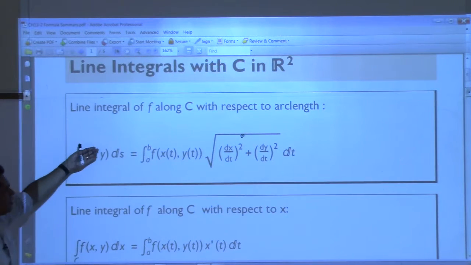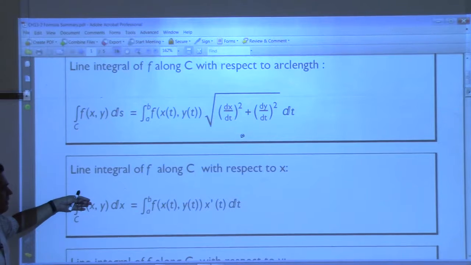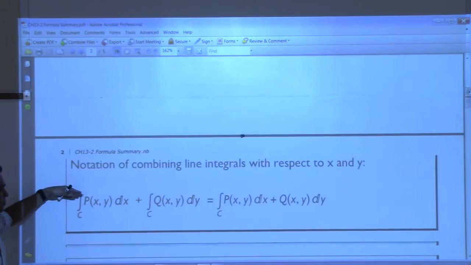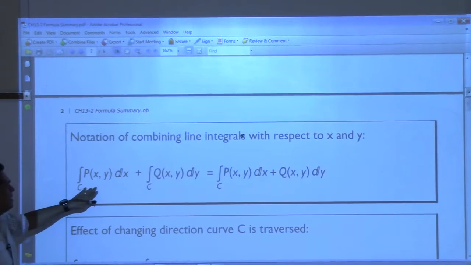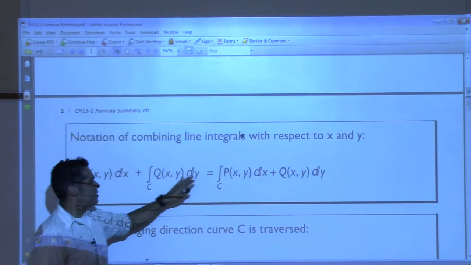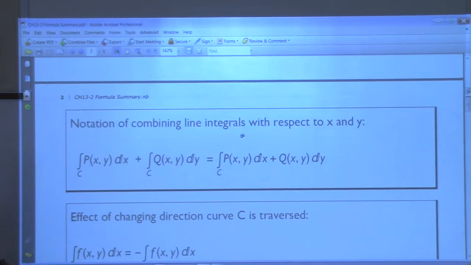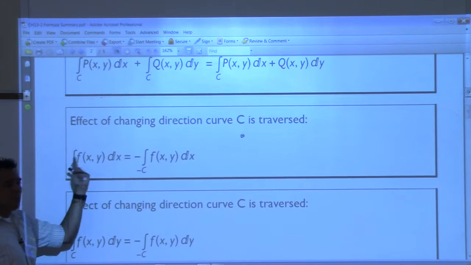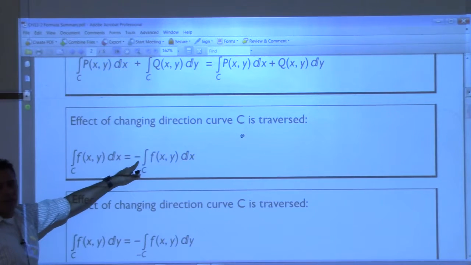Then we had that same sort of idea, but with respect to x, then with respect to y. And then after that, we introduced this idea that anytime we see something like this is the notation we would use. And then we talked about what happens when you change the direction. If you change the direction of the curve, then you add the negative.